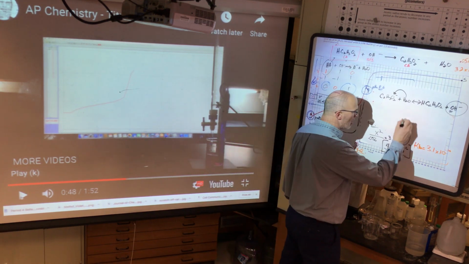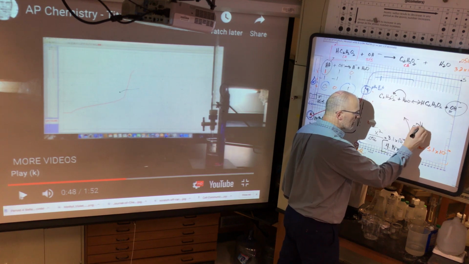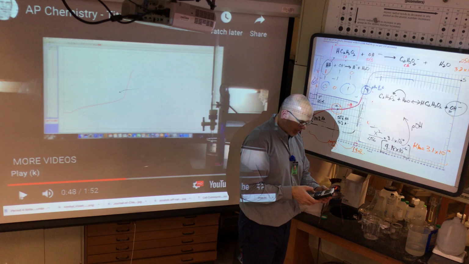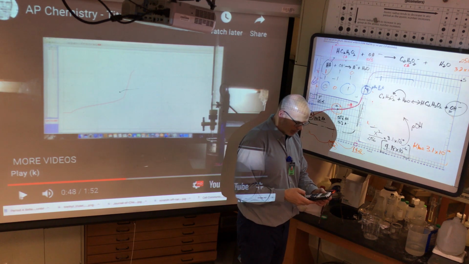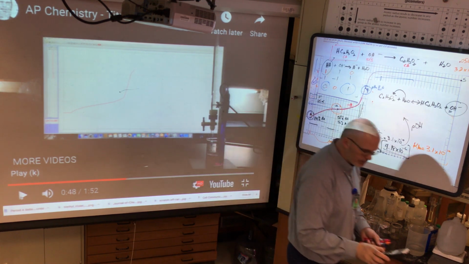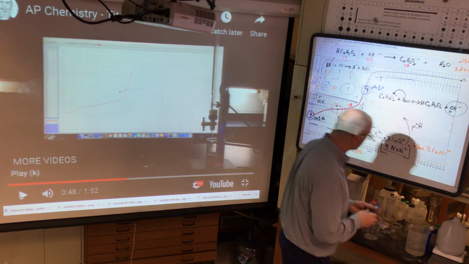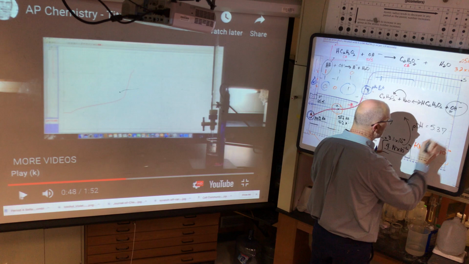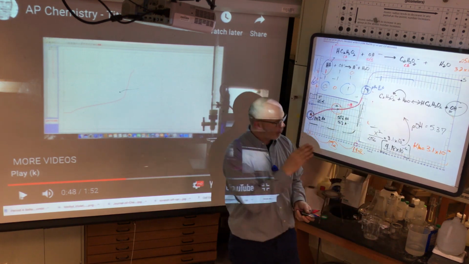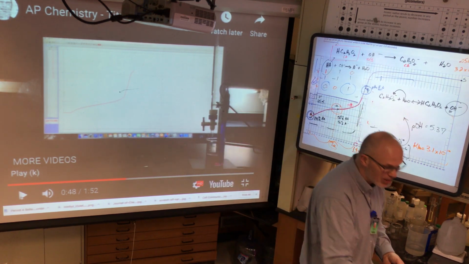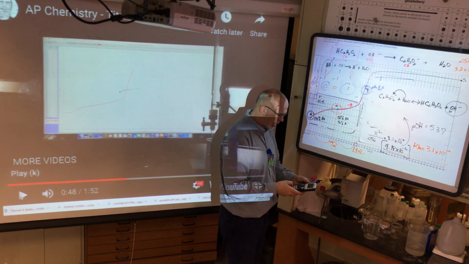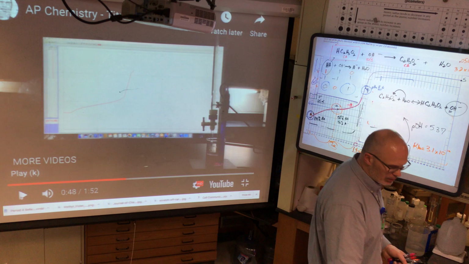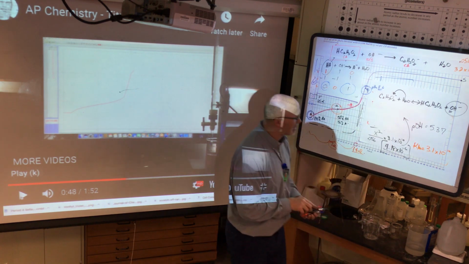So I'm going to take the pOH. For me, I'm going to do negative log, and I get 5.37. That's the pOH. 5.37. But I want the pH. What do we know? 14 minus the pOH gives me the pH. So you subtract that from 14, and you get 8.62.